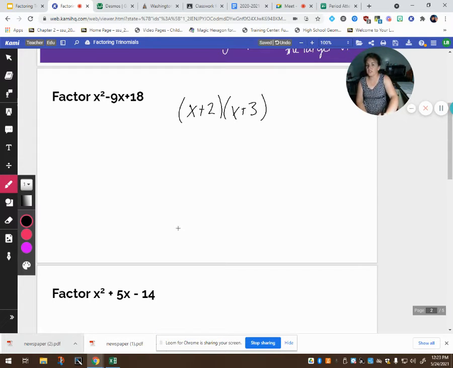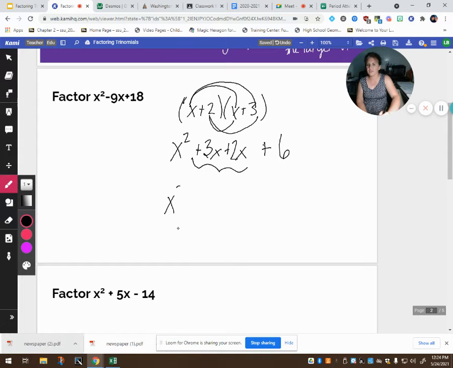Does everyone remember how to multiply this out? We take the x and times it by the x, and I get x squared. X times 3 gives me a positive 3x. 2 times x gives me a positive 2x. And 2 times 3 gives me a positive 6. So we can see really quickly that we add these terms together. So I end up with x squared plus 5x plus 6.